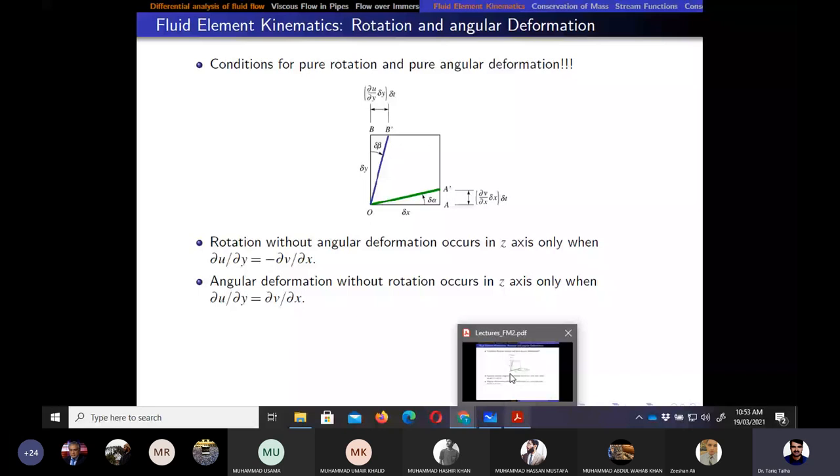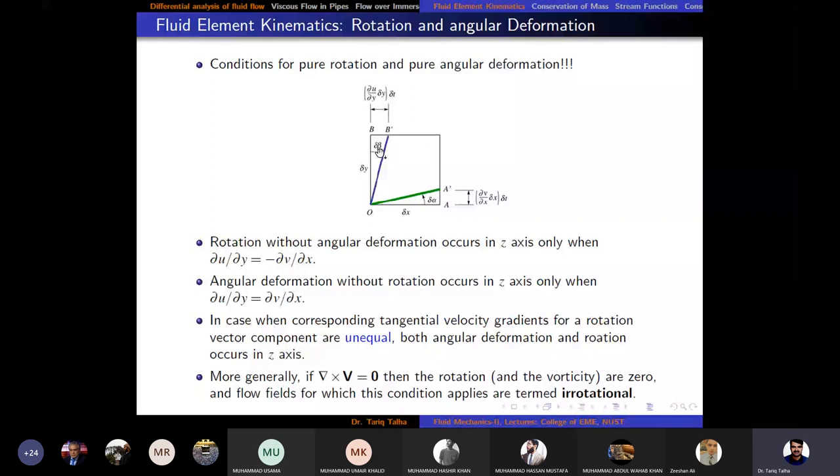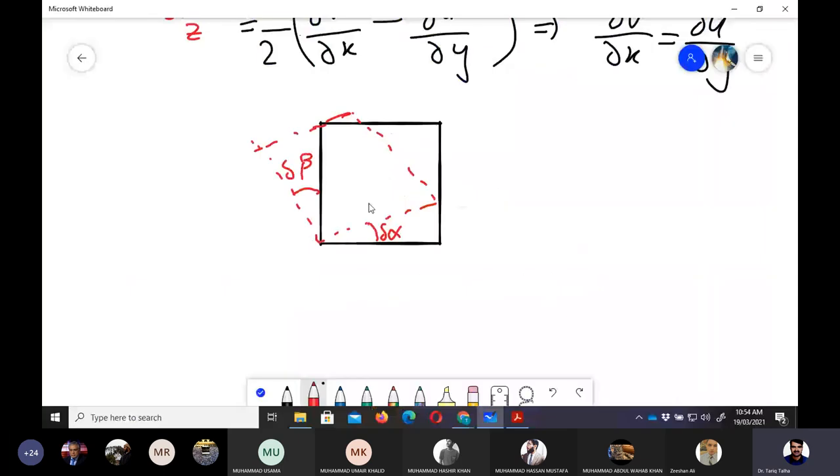We were talking about, let me repeat it, that rotation without angular deformation occurs when partial u by partial y is equal to minus partial v by partial x. It means that this OB prime line should be on this side. So delta alpha and delta beta should be in the counterclockwise direction, because here delta alpha is in the counterclockwise direction and this delta beta is in the clockwise direction. If we can make it counterclockwise, as I showed on the whiteboard, it means that there is no angular deformation, but only rotation about its axis, which is at this point, which I am showing with the mouse cursor.